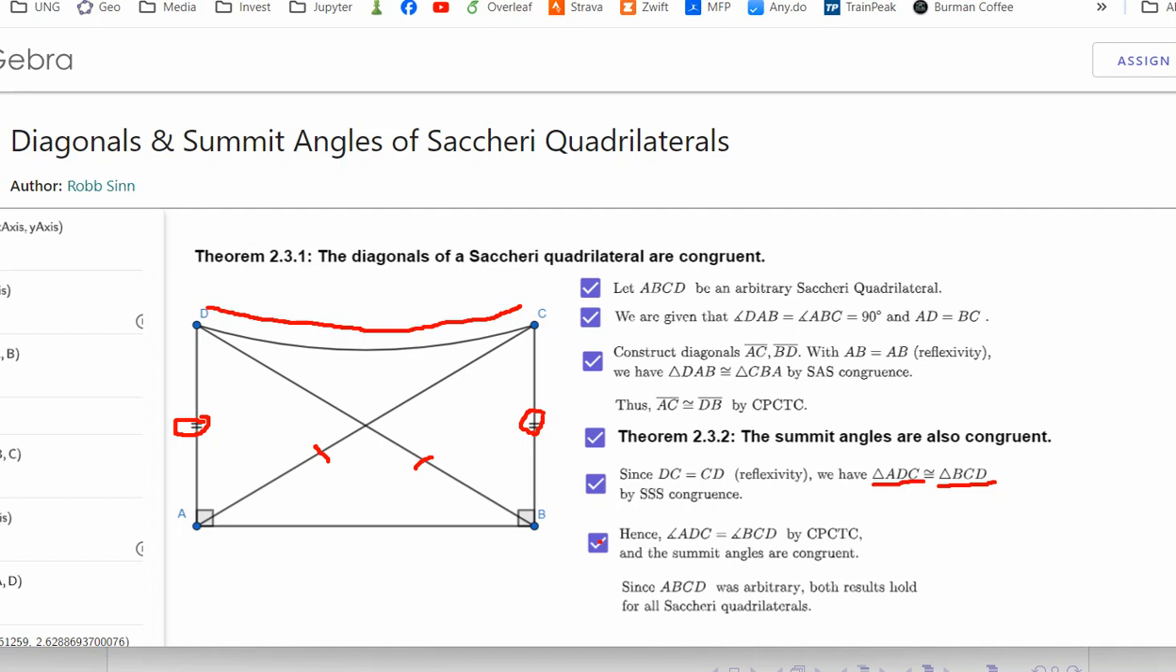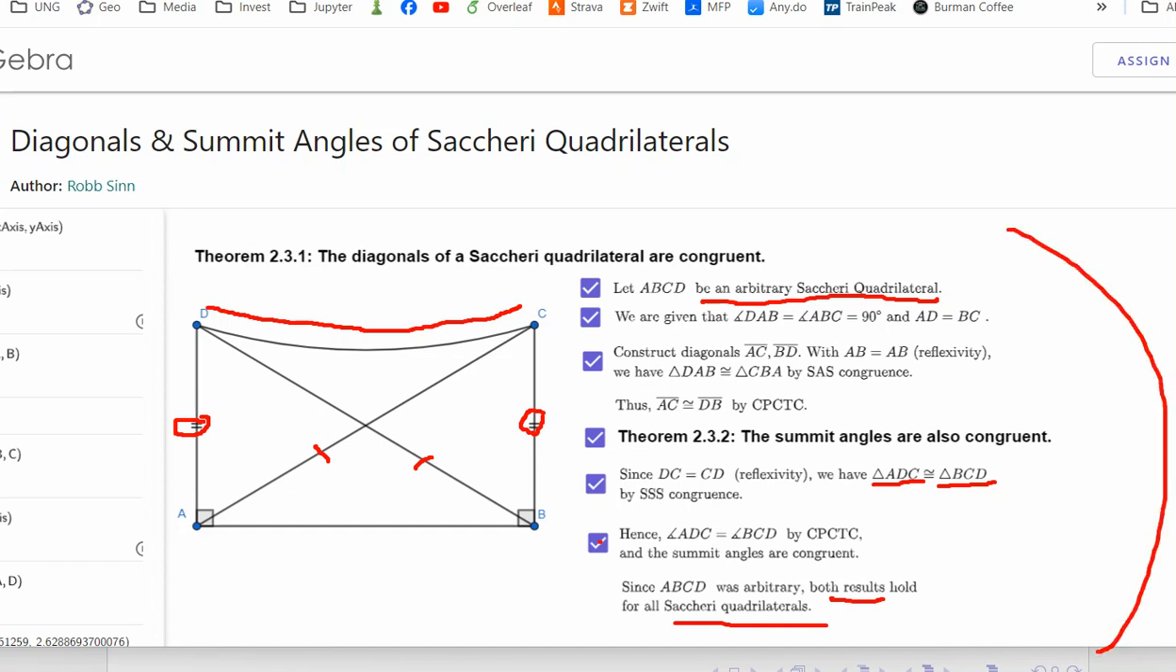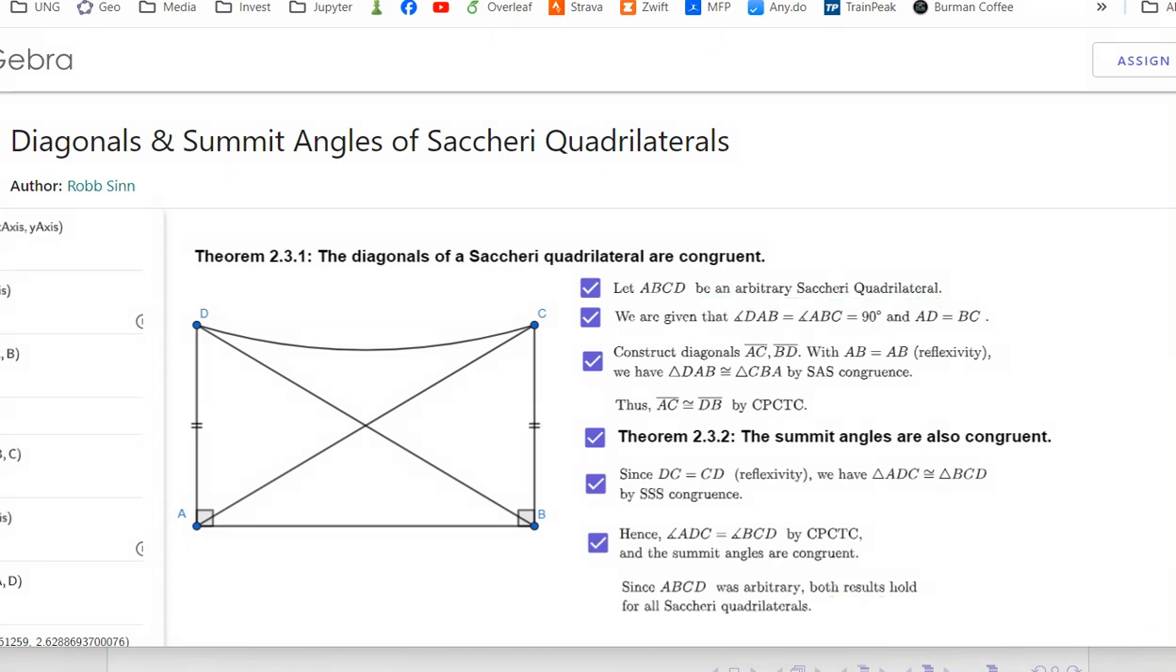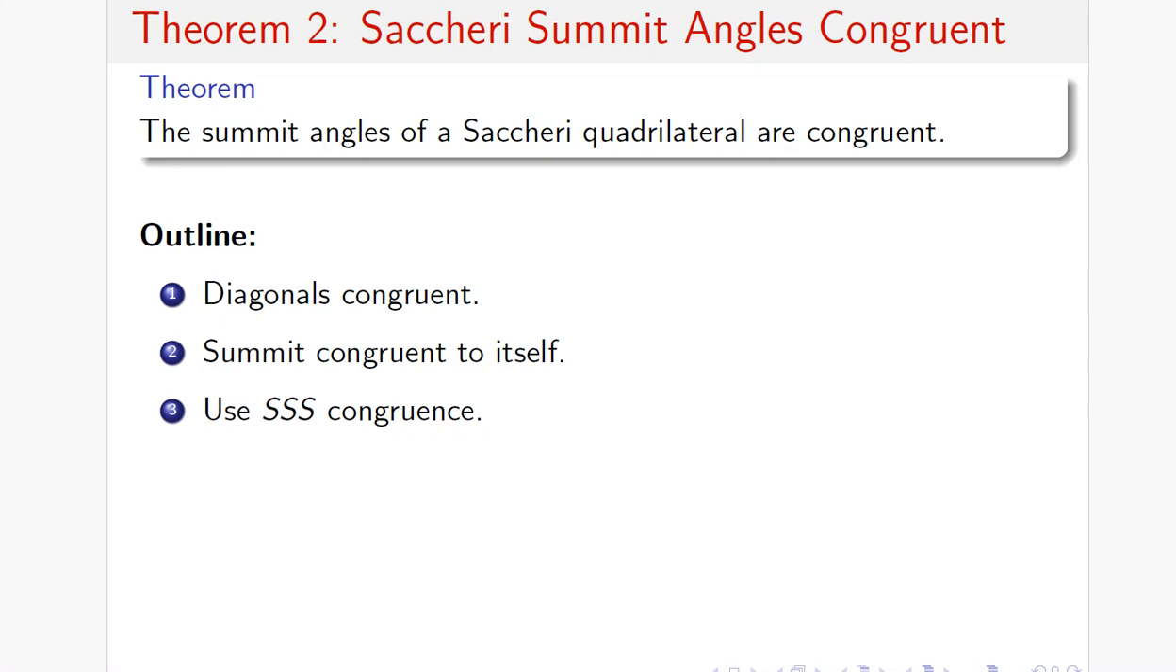For both of these proofs, we started with an arbitrary Saccheri quadrilateral. So both of these results hold for all Saccheri quadrilaterals. Any Saccheri quadrilateral in neutral geometry, these two results will hold for them. Okay, so let's jump in and see what else we can prove here.